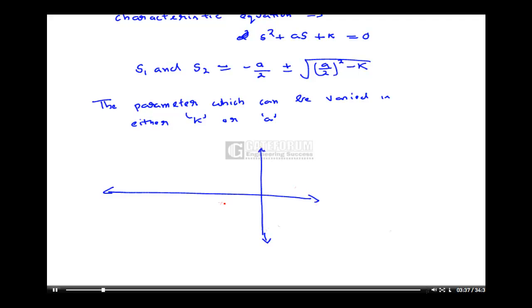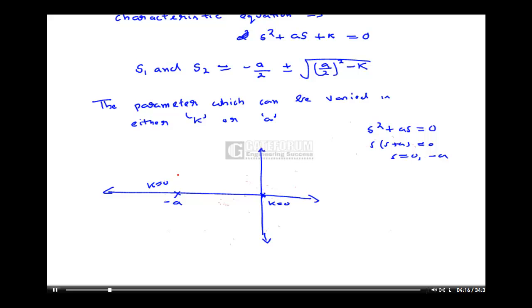when K equal to 0, my one root will lie at origin, another root will lie at minus A. Because when K equal to 0, S square plus AS equal to 0, S into S plus A equal to 0, S equal to 0 and minus A. Now this is for the first case when K equal to 0.